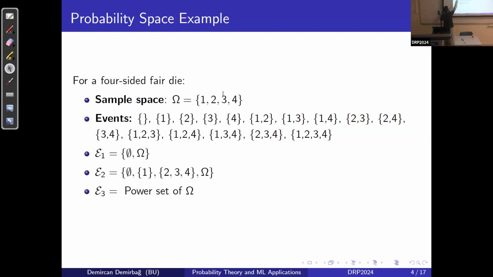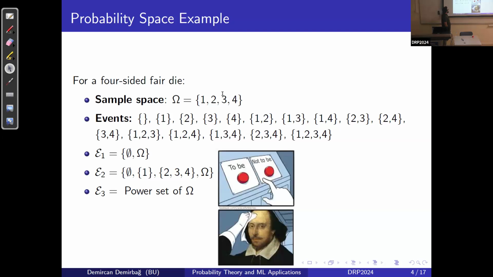So an event space construction could be like that: only omega and the empty set. It satisfies all the axioms I mentioned. The second can be the outcome being either one or not one. And we said that it also needs to have omega and the empty set. So this is a valid event space example. Throughout the slides, we are going to assume that the event space is the power set of omega, all possible subsets of omega.